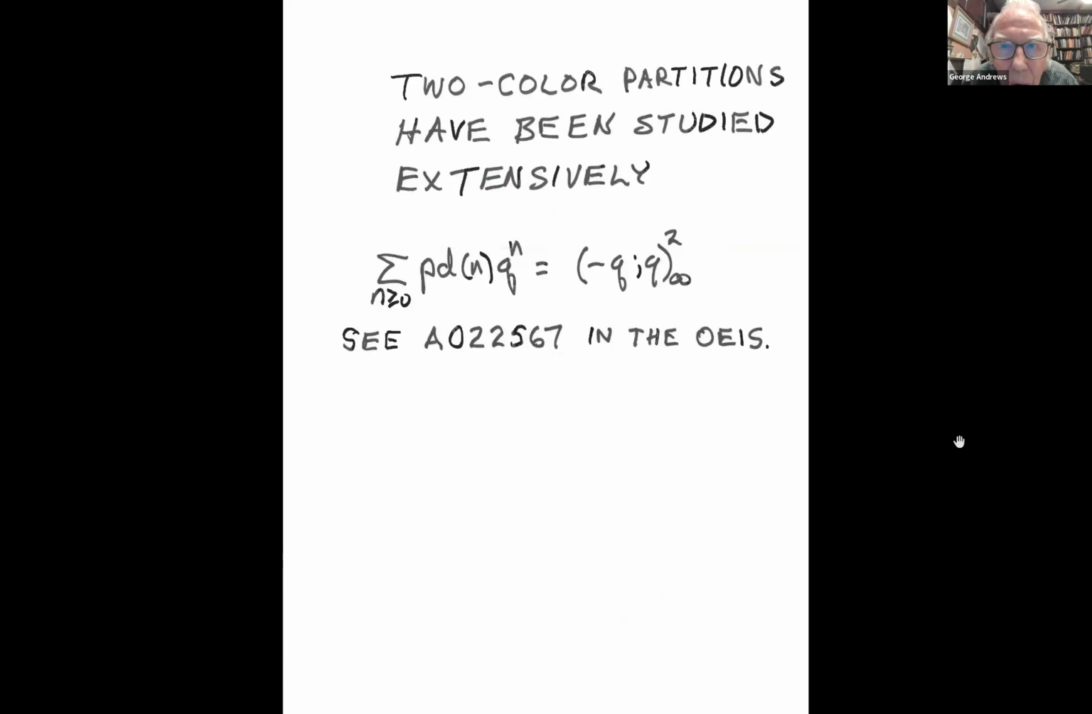Two-colored partitions have been studied extensively. These are the two-color partitions with distinct parts, which I denote by PD of n. This symbol, minus q, q infinity, is the standard q-Pochhammer symbol: 1 plus q, 1 plus q squared, 1 plus q cubed, etc. That infinite product squared. And this is sequence A022567 in the OEIS.